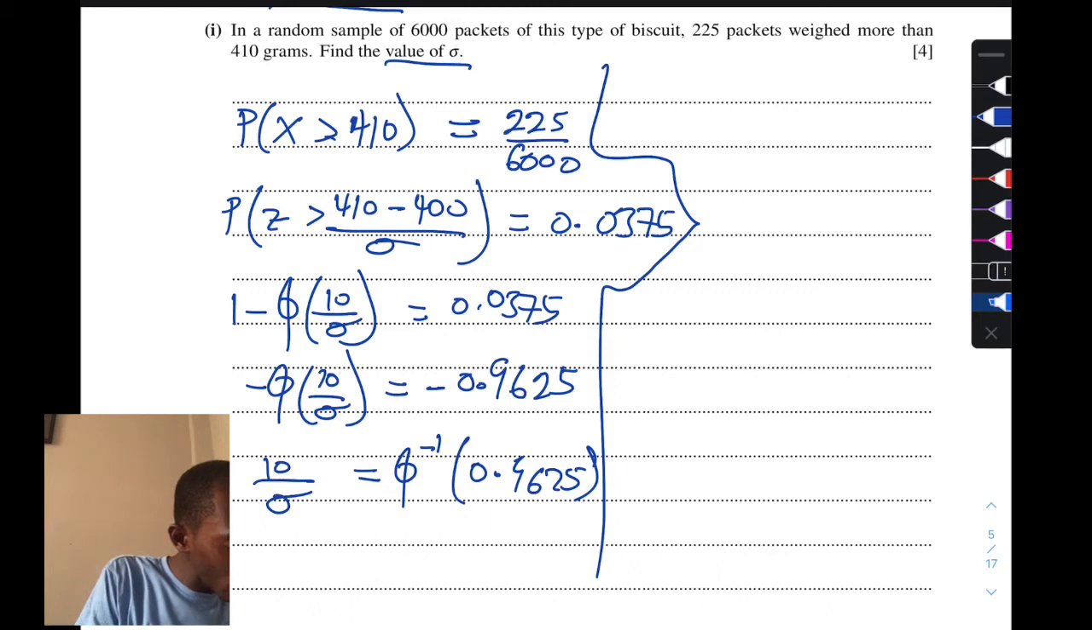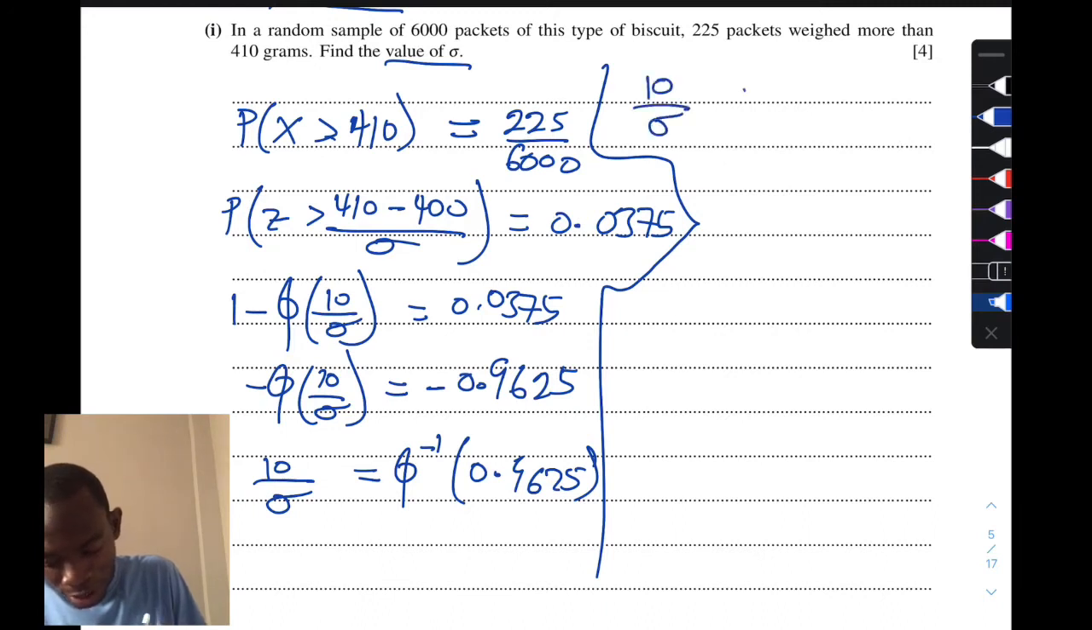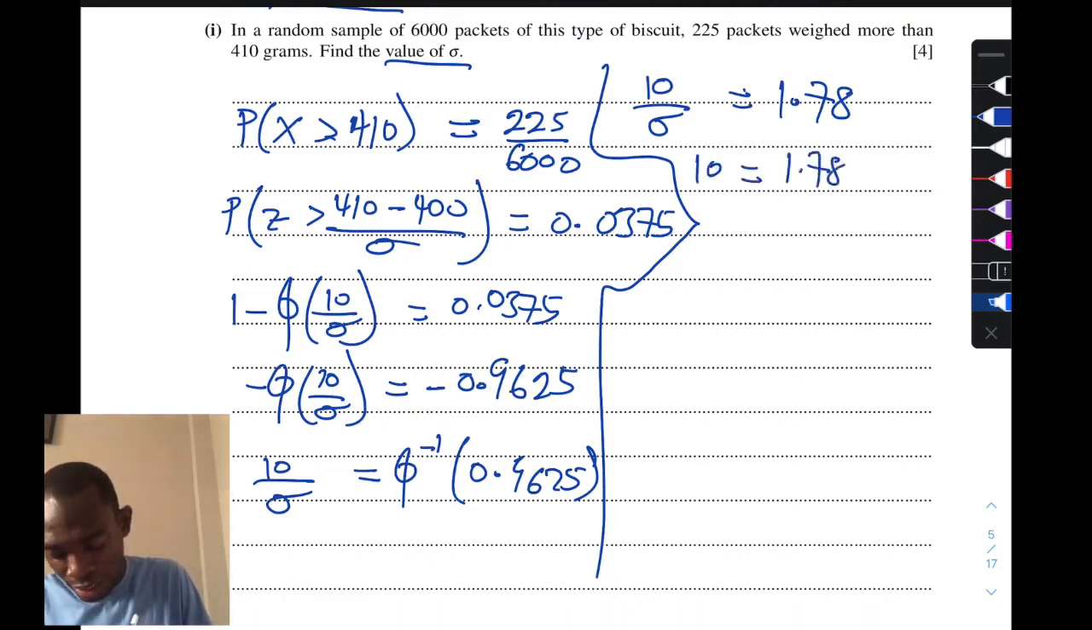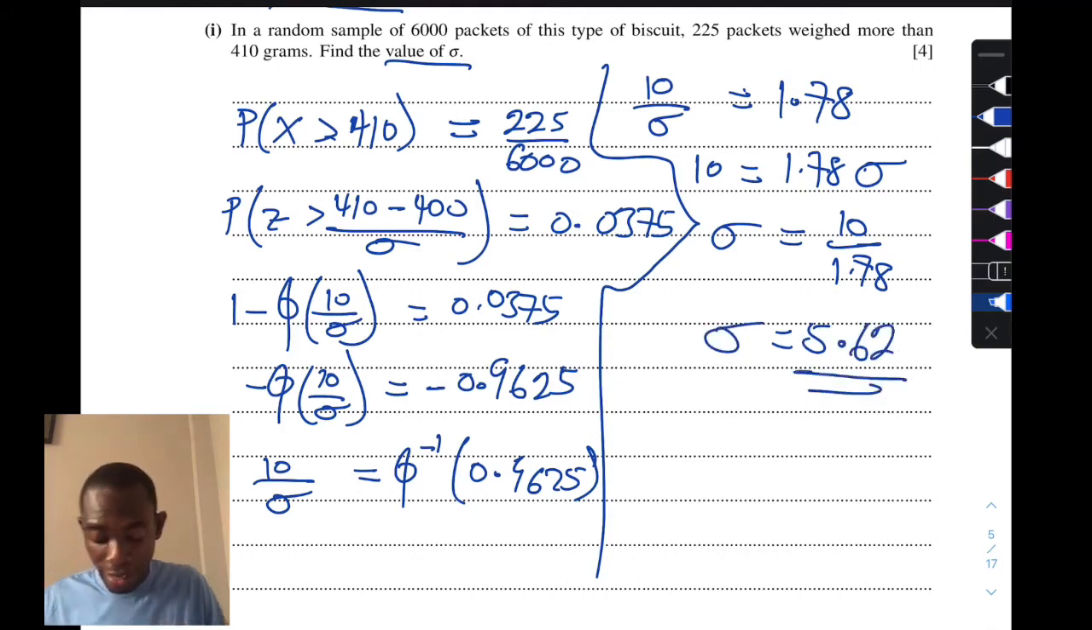Straight away, that's 1.78. Yeah, I'm sure of that. So 10 over sigma is equal to 1.78. That means we have 10 equal to 1.78 sigma, so sigma is equal to 10 over 1.78, and that, ladies and gentlemen, is 5.62. That is the value of the sigma.